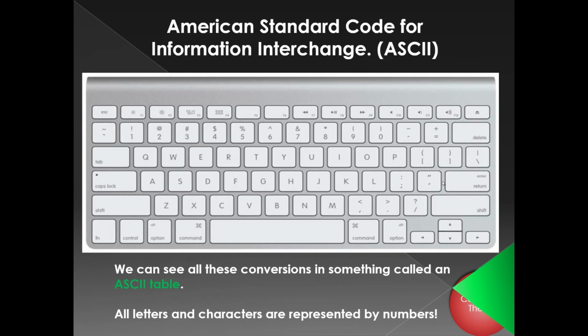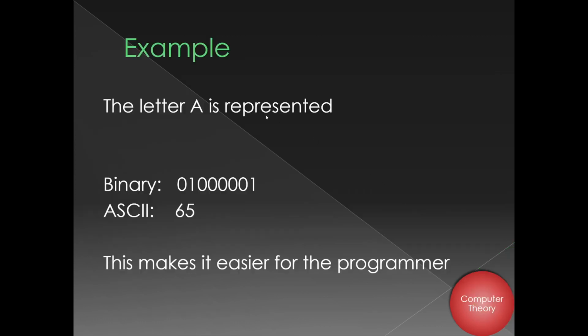So, we're going to look now at the American Standard Code for Information Interchange. Now, that's a bit of a mouthful, so people call it ASCII. ASCII is what we use and what allows us to use keyboards to type into a computer. For an example of this, in binary, the capital letter A is 10000010. And in ASCII, that is converted to 65.